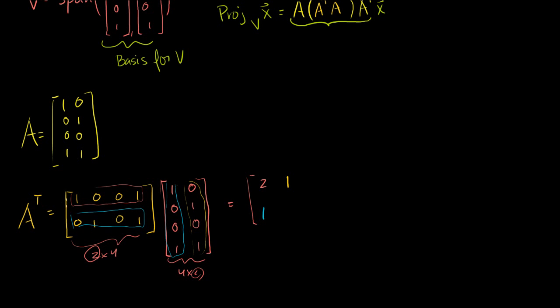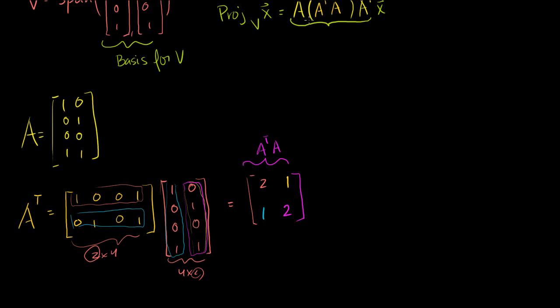And then finally, this row dotted with this second column. Second row at second column. 0 times 0 is 0. 1 times 1 is 1. 0 times 0 is 0. 1 times 1 is 1. So we have 1 times 1 plus 1 times 1. So it's going to be 2. It's going to be equal to 2. So this right here, that right there is A transpose A.